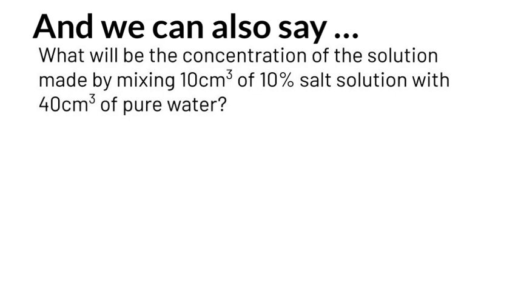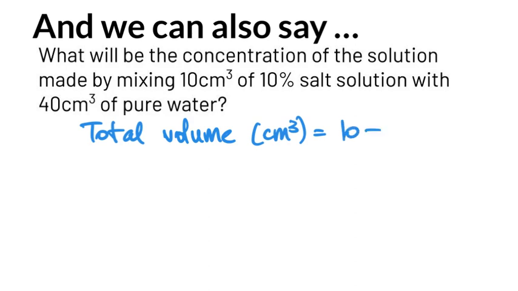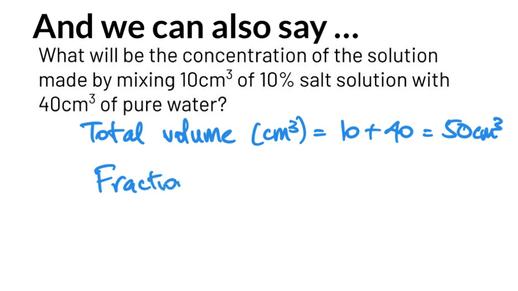Right. So let's say I take that same stock solution, but I add more water to it. So let's look at it. I'm going to do the same things again. So my total volume of my new solution in cm cubes is going to be 10 plus 40, which is equal to 50 cm cubes. Alright, so my fraction of my volume that I know about is going to be equal to 10 on 50 this time, or 1 in 5.